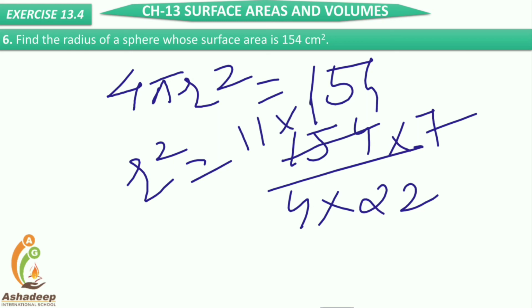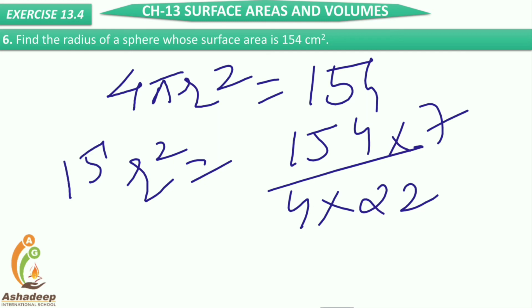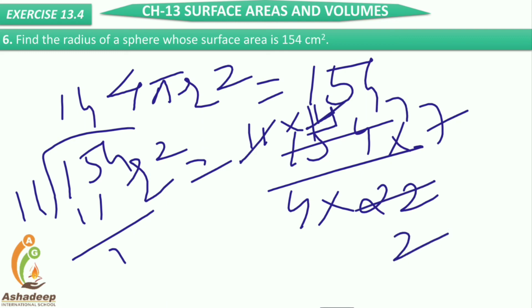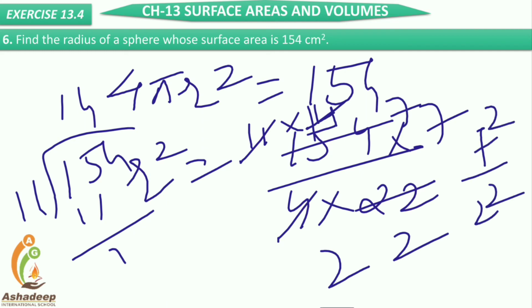Okay, let me just check this. So 154 divided by 11, 1s are 11, 4 it's a 14 only, yes. It's an 11 multiplied by 14. So this is 11 2s are. This is 7 and this is 2s are. So answer is 7 square divided by 2 square.